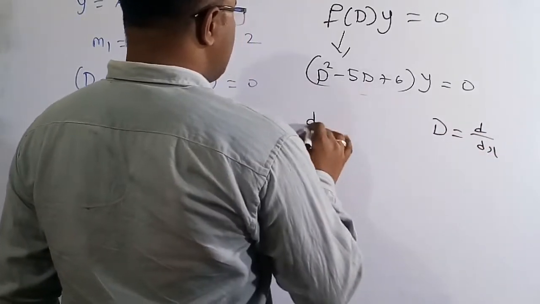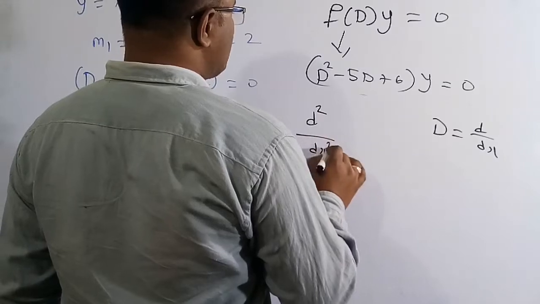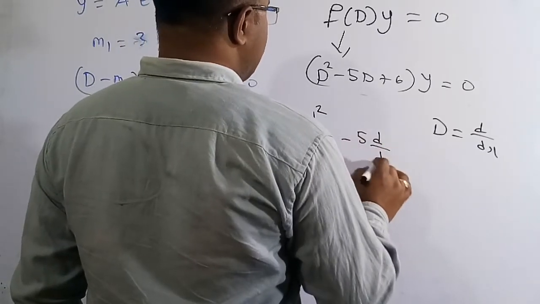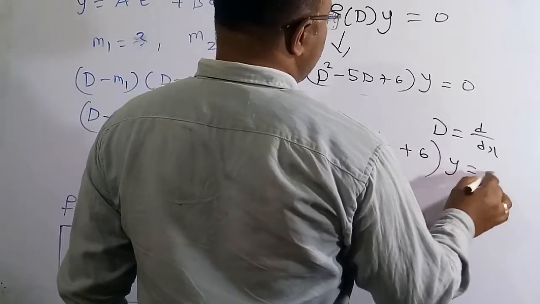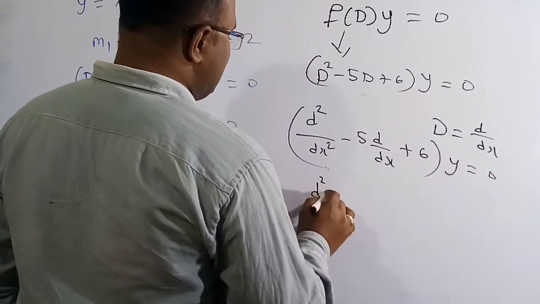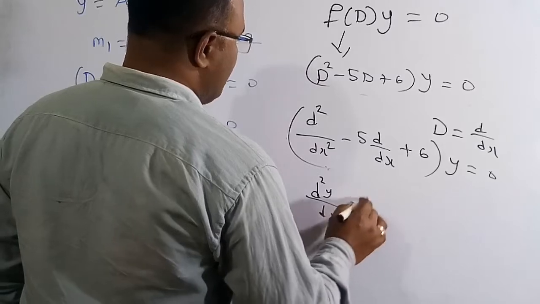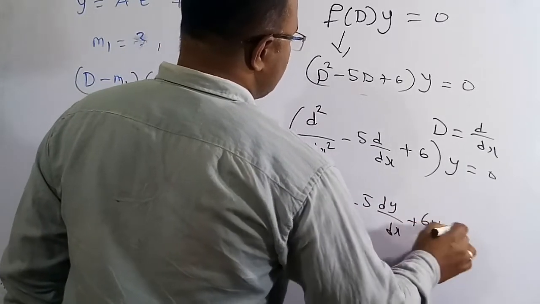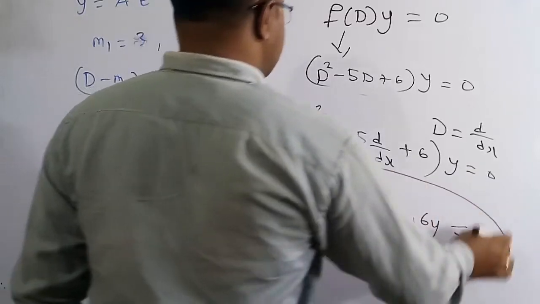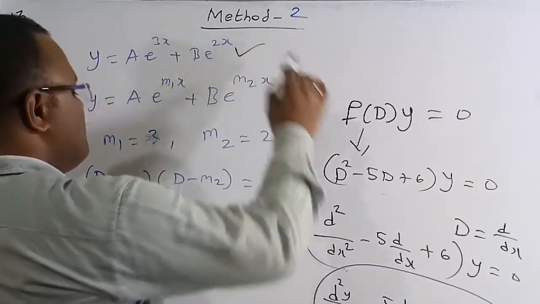So replace this one, we are going to get d square by dx square minus 5 d by dx plus 6 into y is equal to 0. If you take y inside, we are going to get d square y by dx square minus 5 into dy by dx plus 6y is equal to 0. So this is the differential equation we are going to get.